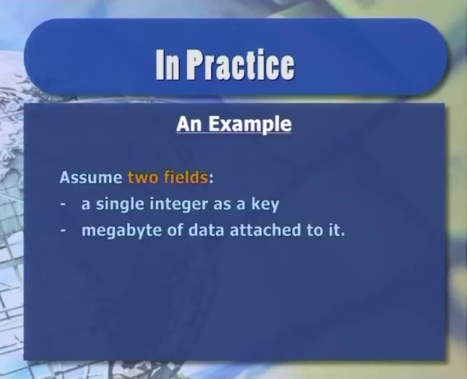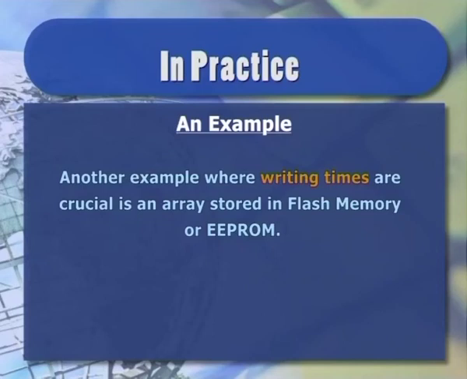Just for example, let's assume two fields, a single integer as a key and another megabyte of data attached to it. In such a case, comparisons involve only that single integer, so it's really fast, but copying involves the entire megabyte, so it's almost certainly quite a bit slower. Since the selection sort does a lot of comparisons but relatively few copies, this sort of situation will favor it. Another example where writing times are crucial is an array stored in flash memory or in EEPROM. There is no other algorithm with lesser data movement.